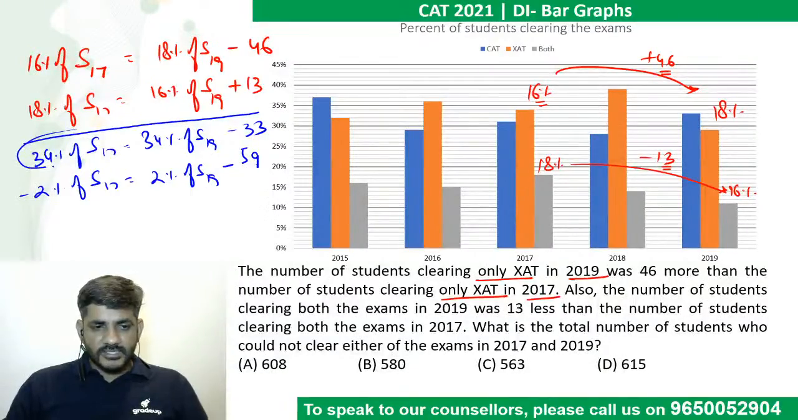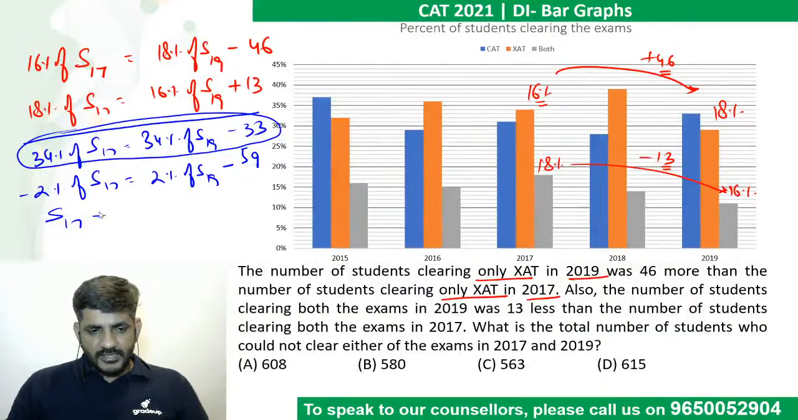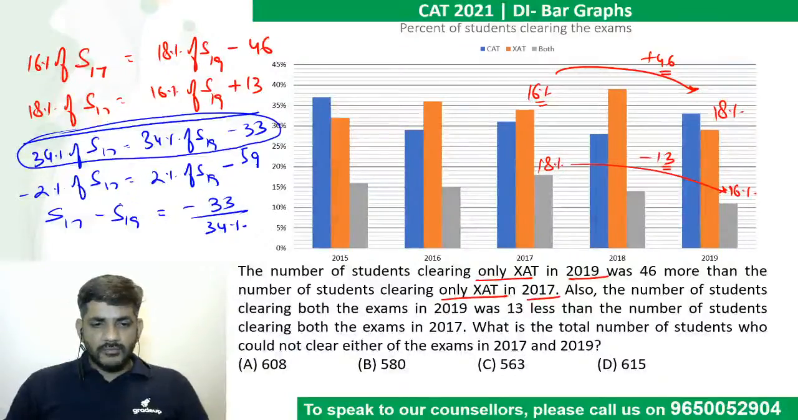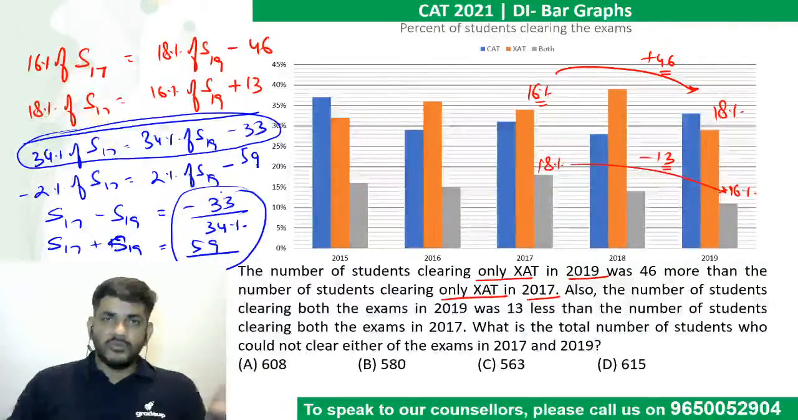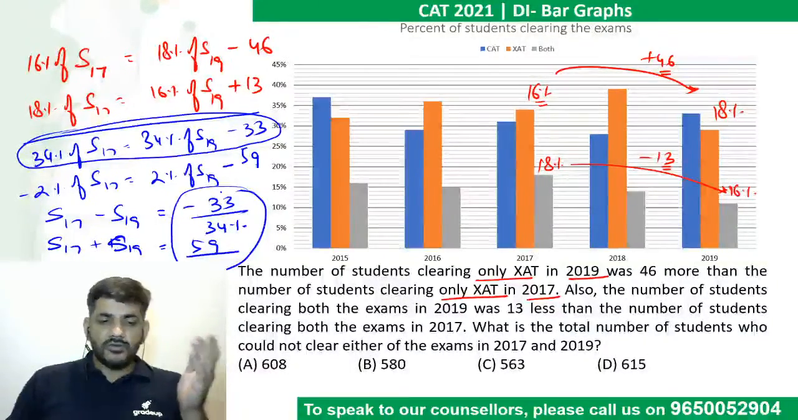Now, from the first equation, I will get the number of students of 17 plus, sorry, minus the number of students of 19 as minus 33 upon 34%. Okay, and from the second equation, if I take it on the other side, the number of students of 17 plus the number of students of 19, adding both, this will be 59 divided by 2%. So minus 33 upon 34% and 59 upon 2%. So now these are long calculations. I'll have to calculate these values. From there, I'll get the value of S17 and S19.